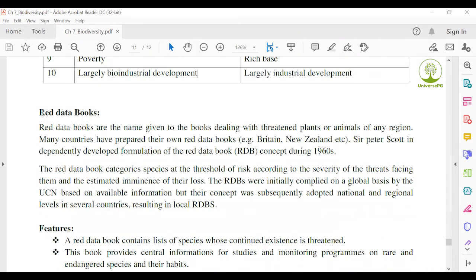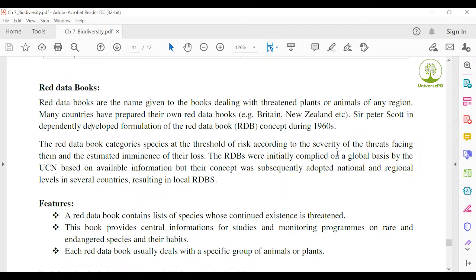Next, red data book. Red data book is a book in which we include different types of plants and species that are being lost day by day from our environment. We include different types of lost plant or animal species in this book. This book is called the red data book. Different countries generally prepare red data books to control the loss of biodiversity and for easy conservation in our natural ecosystem. Britain, New Zealand, and some countries already maintain the red data book for the conservation of biodiversity.